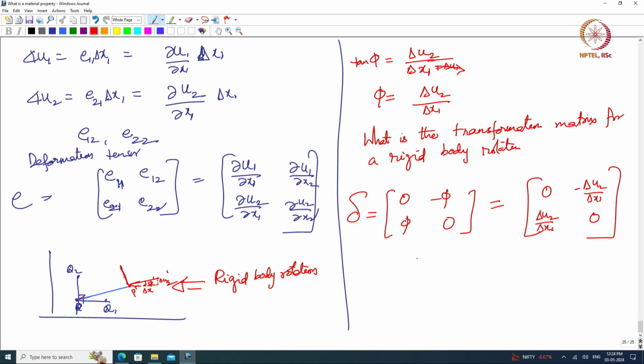So, delta u 2 by delta x 1, if I am just rotating, that is nothing but my E 2 1, right. So, when I am doing rigid body rotation, all I have are the deformation components E 2 1 or E 1 2; sorry, these two are identical. I will just write it as E instead of E 2 1 or E 1 2. So, E, E and 0, right.